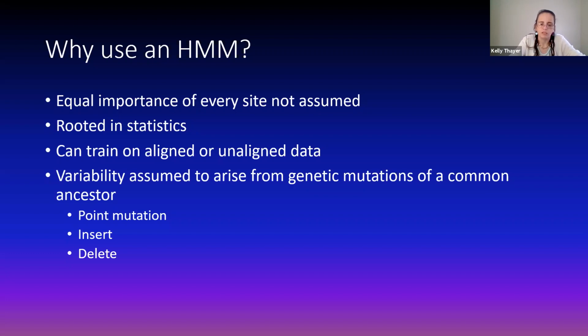It's also rooted in statistics, so all of the information that you've learned about Bayesian statistics and so on applies to hidden Markov models. This can be trained on aligned or unaligned data because the training process involves doing an alignment as part of it. There's also variability assumed to arise from genetic mutations of the common ancestor. So this is what we were talking about for the allowance of insertions and deletions. And a point mutation would be represented by having the various probabilities within the same state.